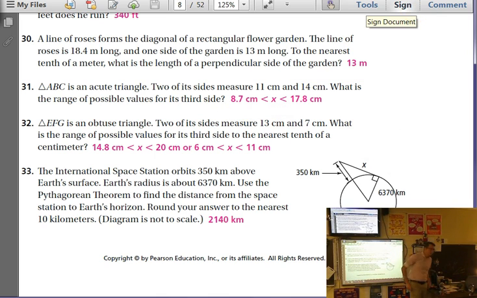Any other questions? Yeah. 30. We just did 30. Oh, sorry. No, we did 31. 30. A line of rows forms a diagonal. Like, I understand. I don't know. I got it wrong. What is the length of a perpendicular side of the garden?